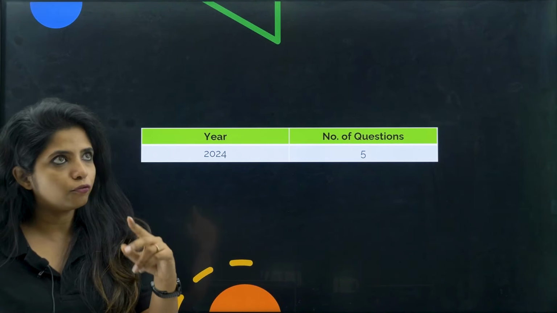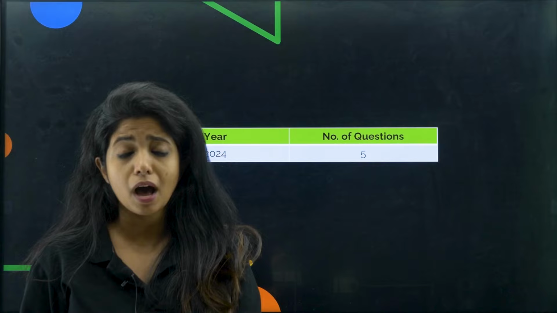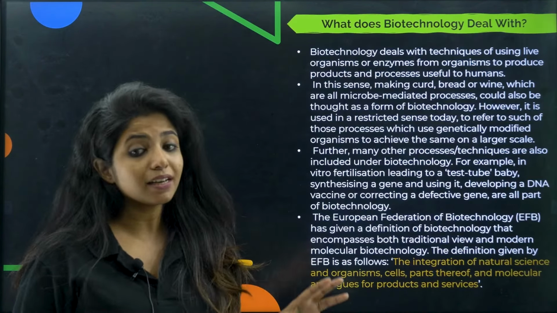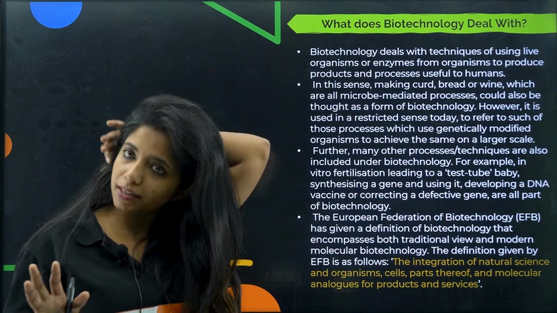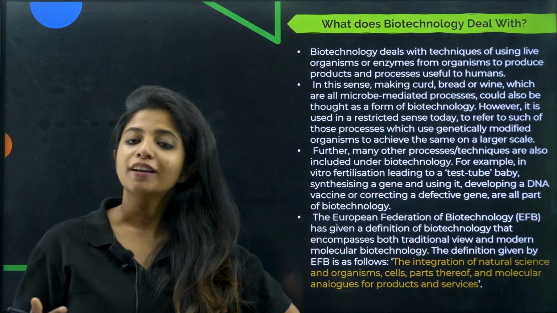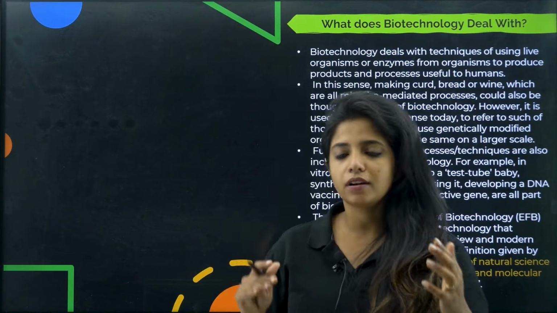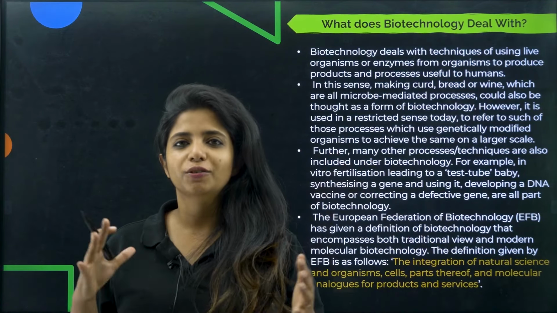The number of questions from this chapter was 5 in the previous year. So, 5 into 4, 4 for all the correct answers, you get 20 marks from this single chapter. Can you believe that? So, 20 marks as an aspirant for NEET is not something small. It's a very huge number. So, you should not be missing on it. Be careful about whatever I'm teaching you over here. Just put all your ears, your heart over here and study.